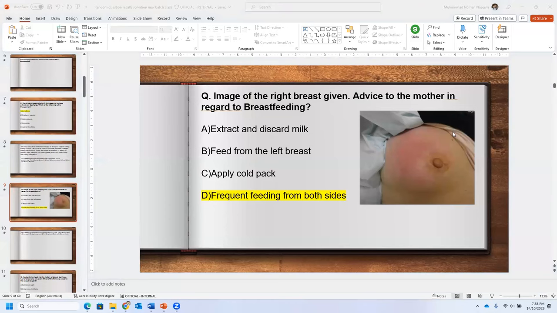If it is an abscess that is not communicating with the lactiferous duct, we still ask them to feed from the affected side. But for the abscess, it needs to be confirmed that it's not communicating. And they will tell you something about an ultrasound finding and something about the milk, whether it has a weird taste or something like that. They will give you a clue in the exam. Okay? All right.